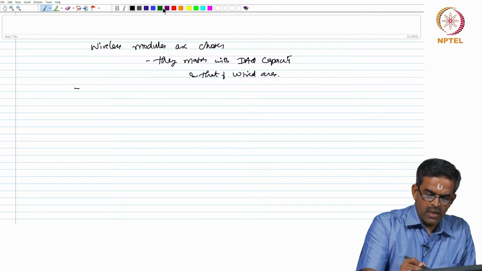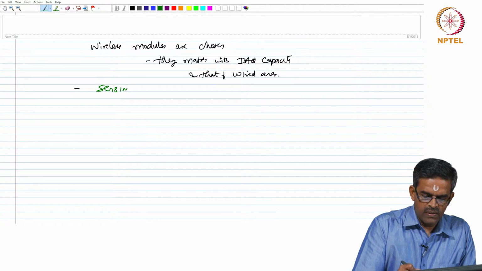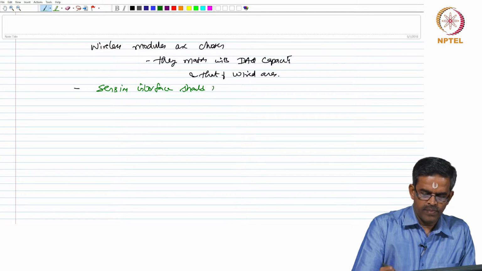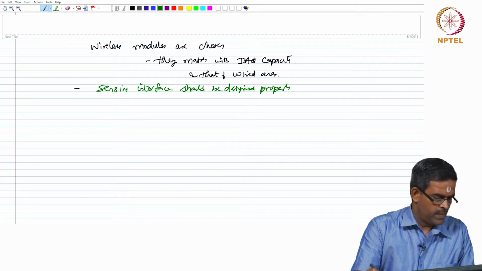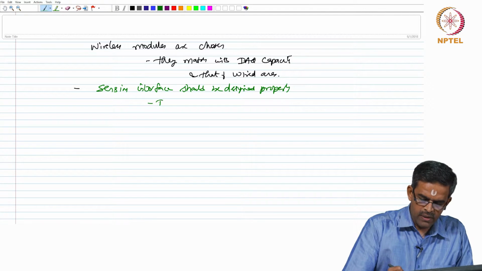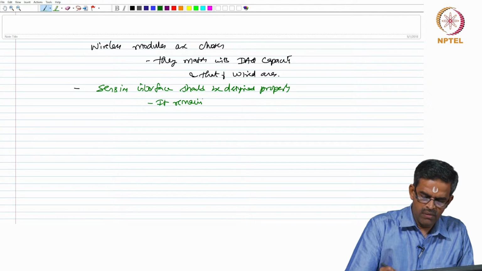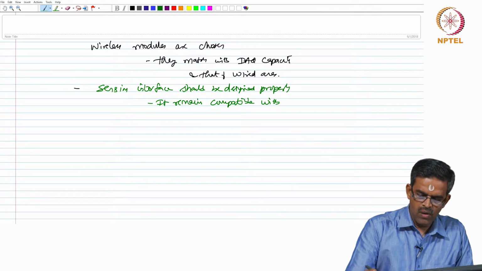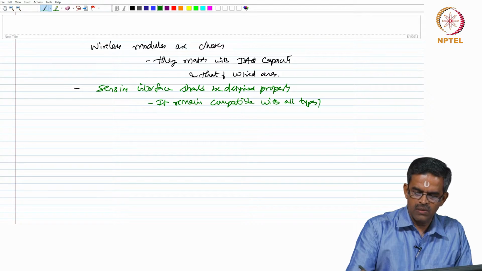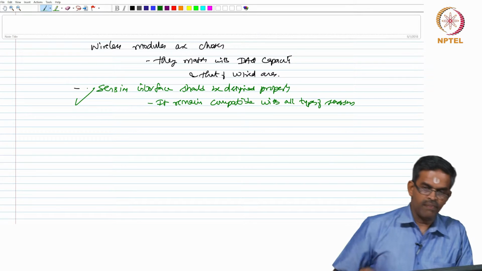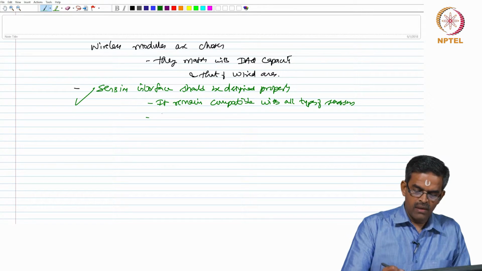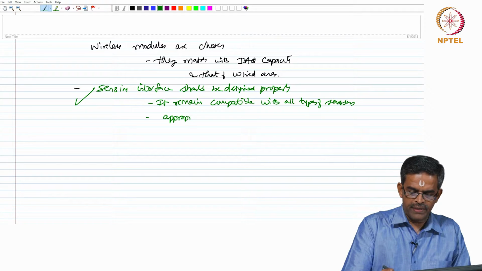It is very important that the sensing interface should be designed properly, so that it remains compatible with all types of sensors. That is a challenge really, but that is a very important step in the DAQ design, along with an appropriate sampling rate.